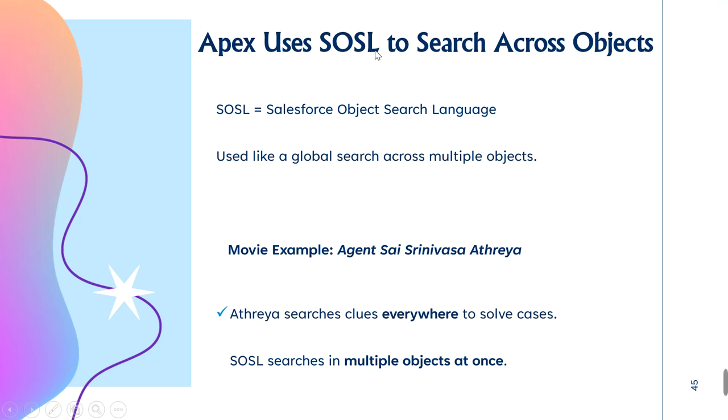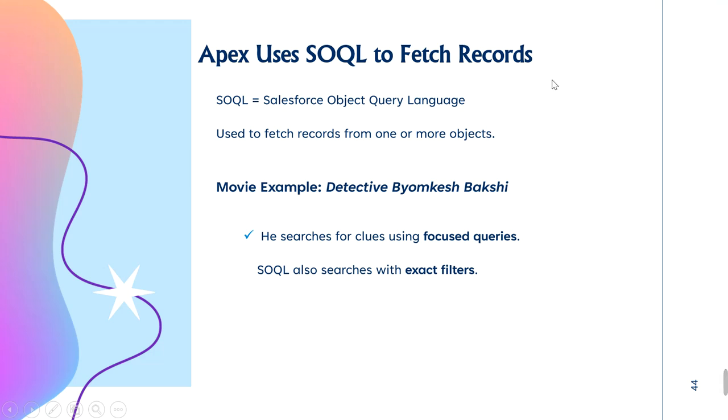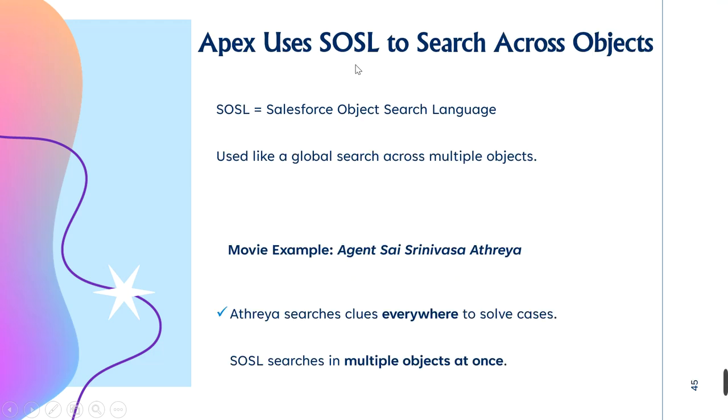The next point, Apex uses SOSL to search across the objects. The last point was SOQL; this is SOSL, which means Salesforce Object Search Language. It is used like a global search across the objects. The movie example is Agent Sai Srinivas Atreya, where he searches every clue to resolve the cases. Similar to that, SOSL also searches multiple objects at once.